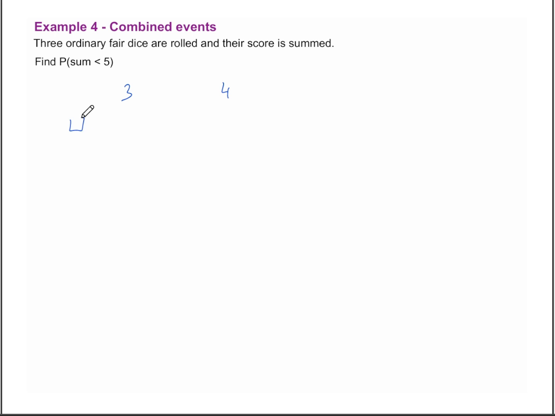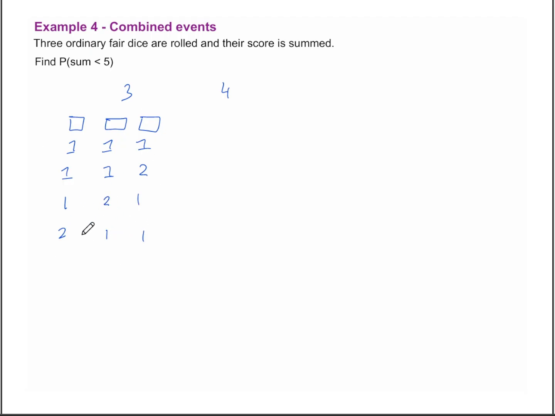From your 3 dice, to get a score of 3, you have to get 1 on each roll for each dice. To get a score of 4, you can get 1 on 2 of them and 2 on the last one. Or remember, you can get that 2 in the middle one as well. You can get that 2 on the first one as well.